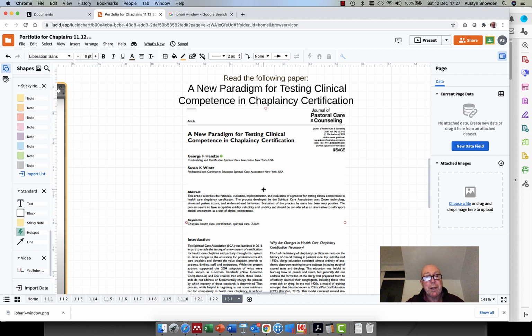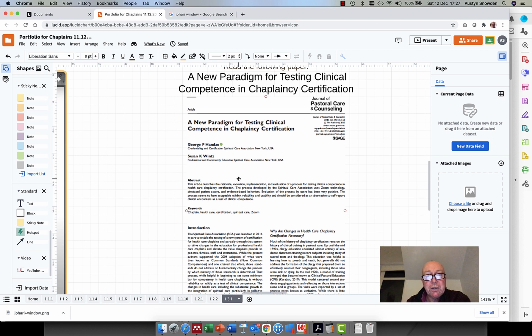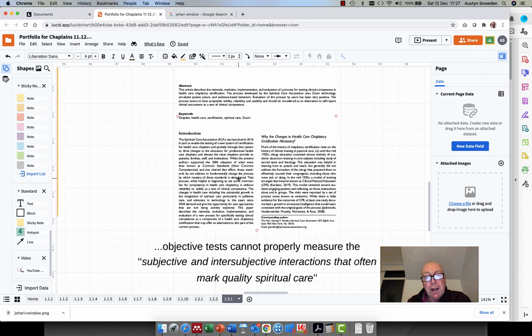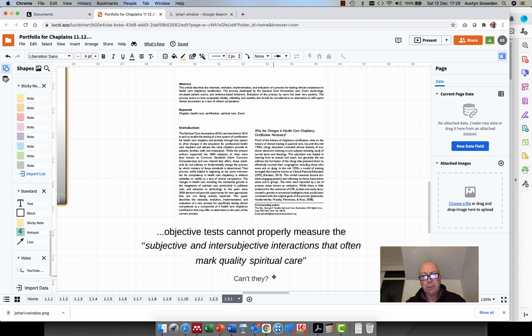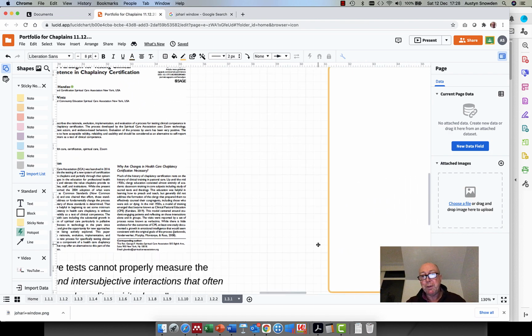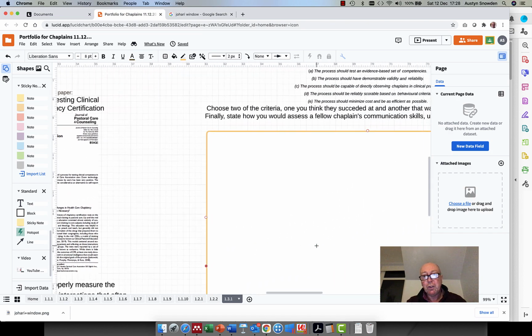We're looking at this paper today, A New Paradigm for Testing Clinical Competence in Chaplaincy Certification. It's by George Hanzo and Susan Wintz. And at one stage it says objective tests cannot properly measure the subjective and intersubjective interactions that often mark quality spiritual care. And my comment to that is, can't they? Okay, maybe not. Who knows?